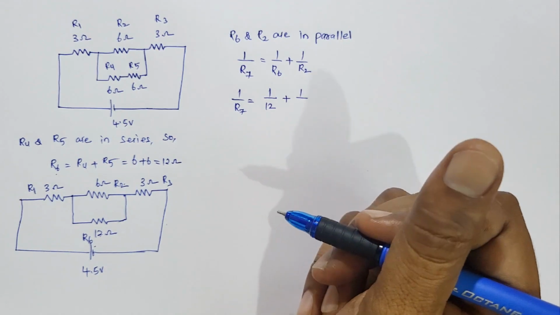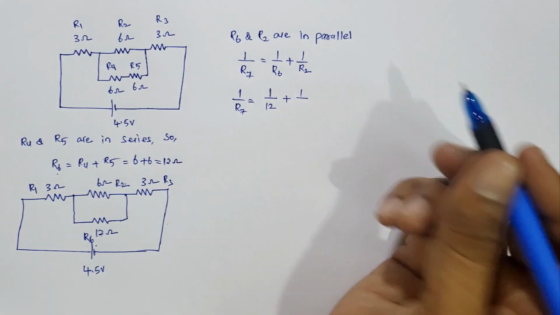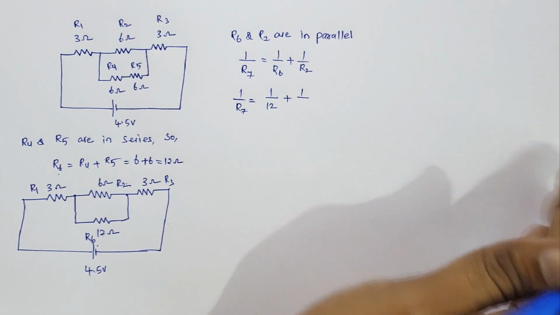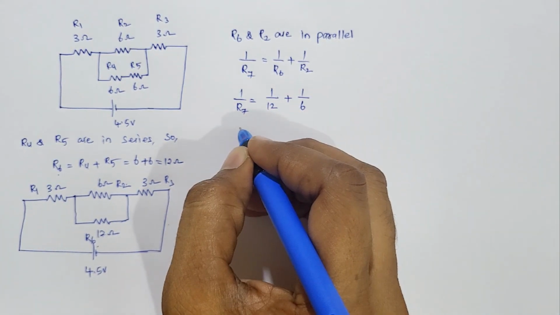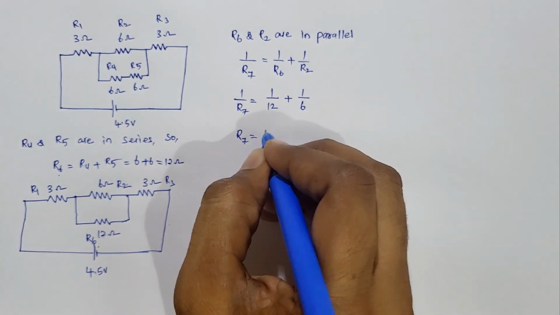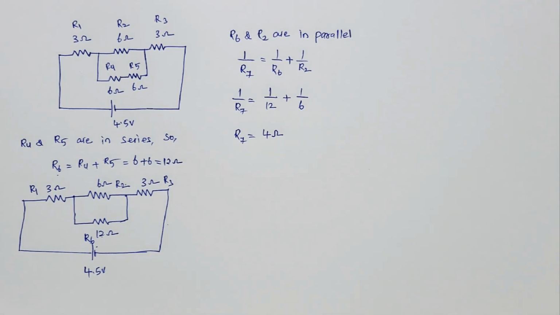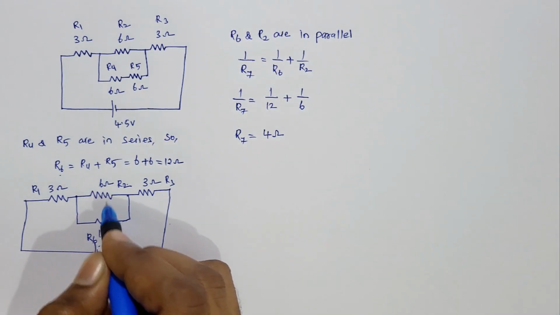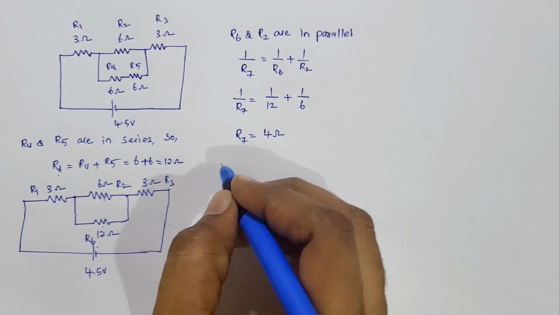It is very simple. I just gave names. You can give names as RA, RB, RC also. Nobody will question anything. So 1 by 12 plus 1 by 6. Just to solve this one, we are going to get R7 is equal to 4 ohms. Solve this one in the method that I solved before. So now these two can be replaced and one resistance can be placed, that is R7.